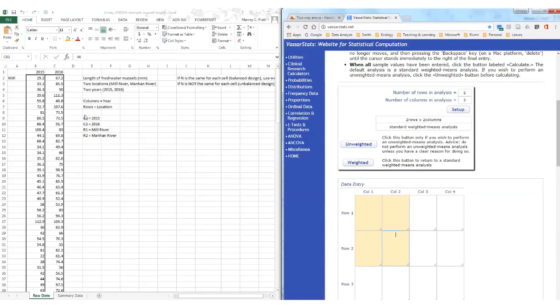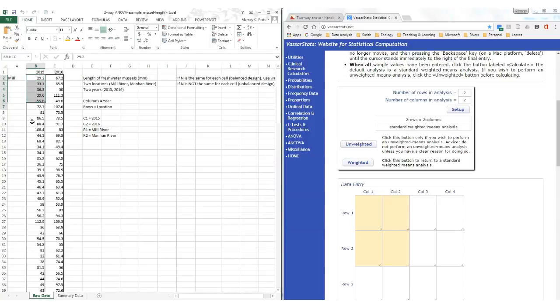So what I'm going to do is have column 1 be 2015, so everything in this column is 2015. Column 2 is 2016, so everything in this column is 2016. Row 1 is the Mill River, so everything in this row will be the Mill River. And row 2 is the Manhan River, so everything in this row is the Manhan River.